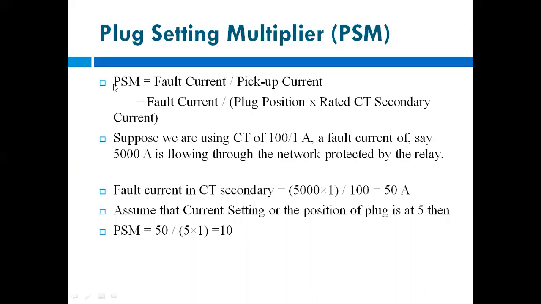The formula for PSM, the plug setting multiplier, is equal to fault current divided by pickup current. All of you know the fault current: it is the current produced when any fault occurs in the system, and when a fault occurs, current increases. That is nothing but your fault current. And pickup current is the minimum current at which your relay starts operating, right?